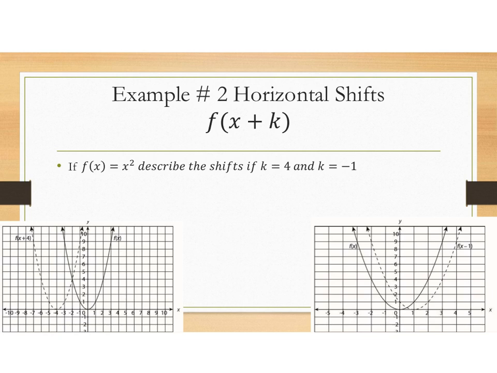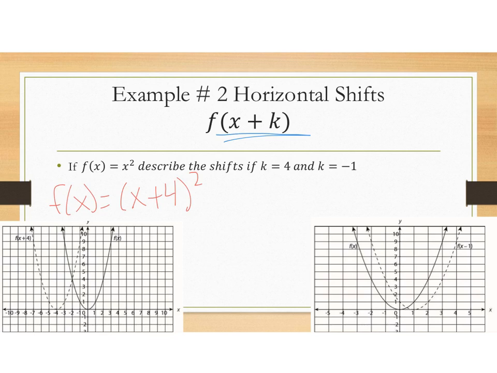Horizontal shifts. So the difference now is the plus k is going to be within the function in the parentheses. So let's see what it looks like when you write it. So we're going to see for where k is 4 and where k is a negative 1. For k being 4, what's going to happen is the 4 is going to go with the x now in the parentheses. So we're going to have x plus 4 squared.